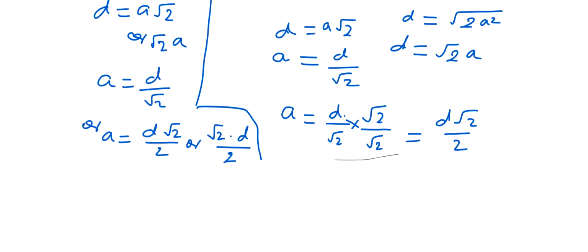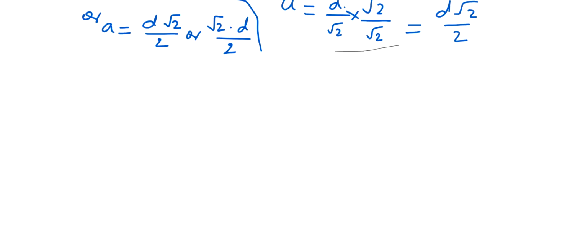Now perimeter of square is 4 times the side, 4A. A represents the side, beta. And area of square is side into side, that is A square. And we know the value of A, D by root 2.